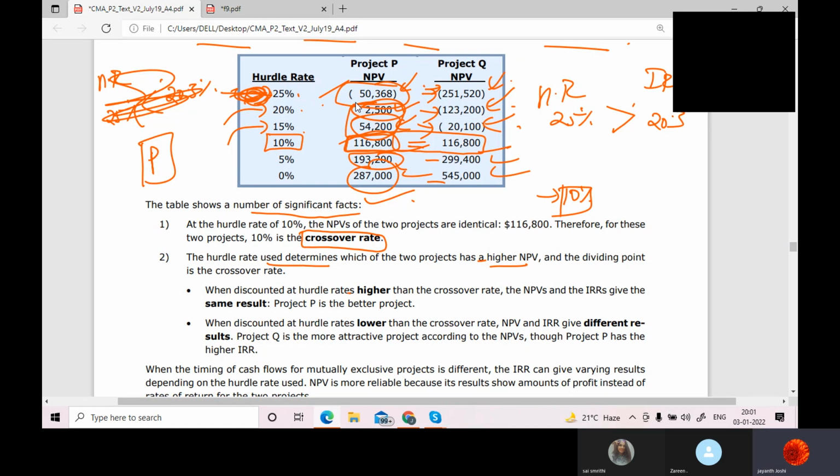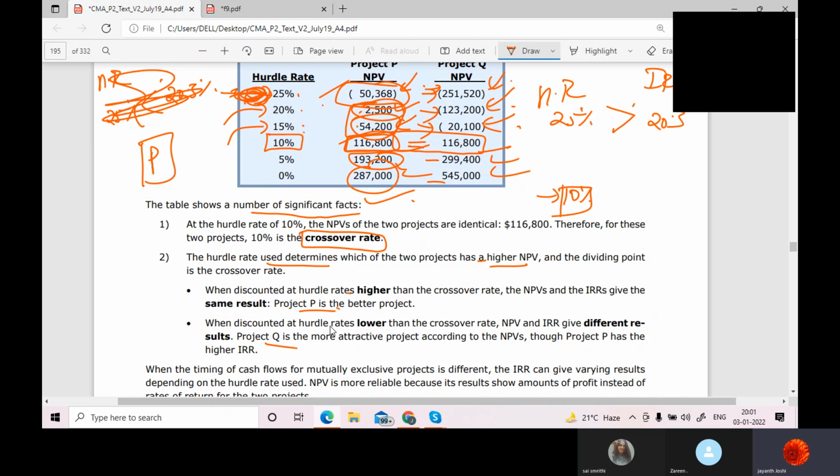Yes, sir. My hurdle rate is 10% now. For a hurdle rate above this dividing point, or crossover rate, if I take 15% as my hurdle rate, I'm getting positive NPV here. But in case of project Q, I'm getting negative NPVs, correct? So if you take higher rates than this crossover rate, project P is better, but in this case, Q is better.